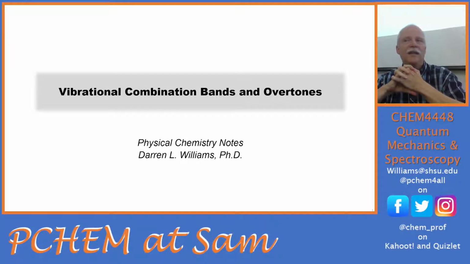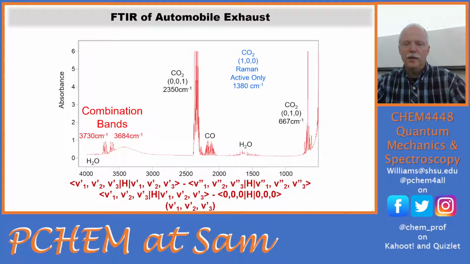So we didn't have any overtones, which would be like a V equals 0 going to V equals 2, so twice the vibrational frequency. And we didn't have any combination bands where you had multiple vibrations absorbing the photons at the same time. I'm not exactly sure how conceptually to understand combination bands, but we'll talk about it some more this morning. In terms of their symmetry and what makes them allowed, we're going to look at the symmetry of the combination bands and overtones today. So what is a combination band or an overtone?